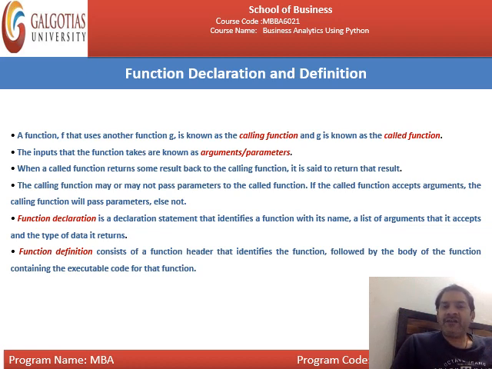And within the definition, you write each and everything. It consists of a function header that identifies the function, followed by the set of statements, or the body of the function, containing the executable code that will be executed when you run that function. So you should know what a calling function is, what a called function is, what arguments or parameters are, what the function declaration is, and what the function definition is. You all should know this right now.